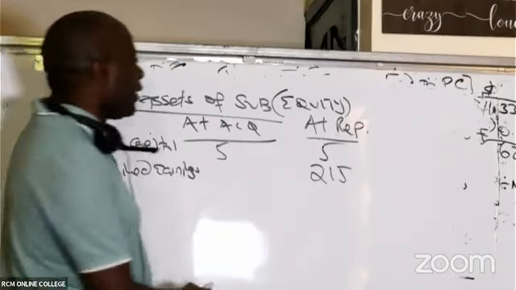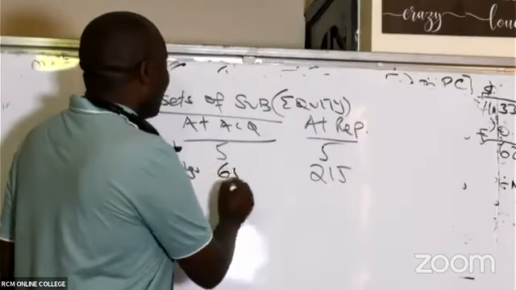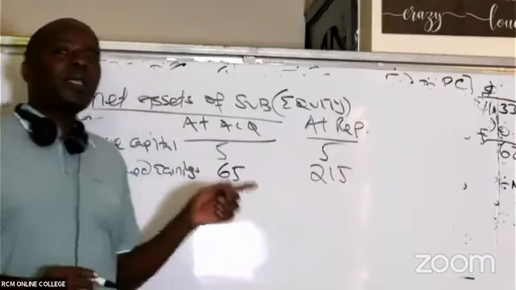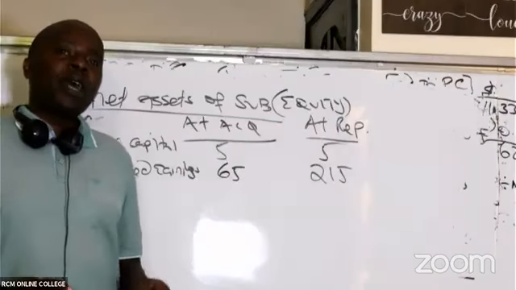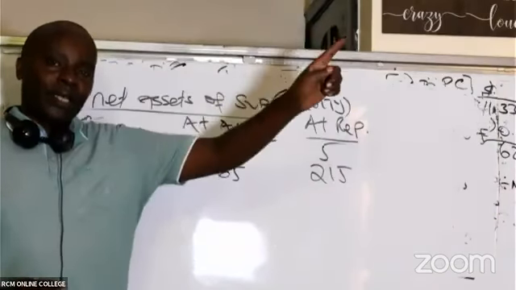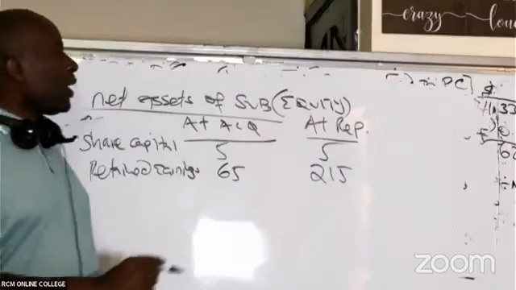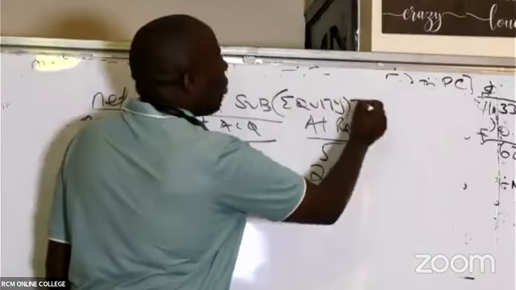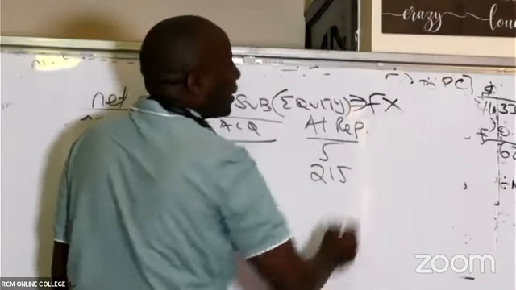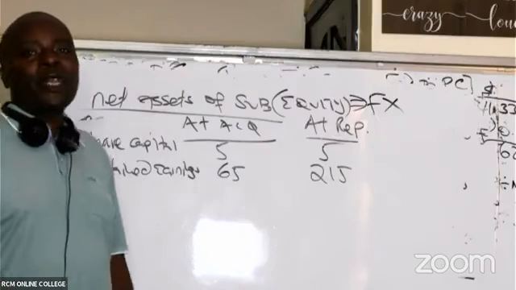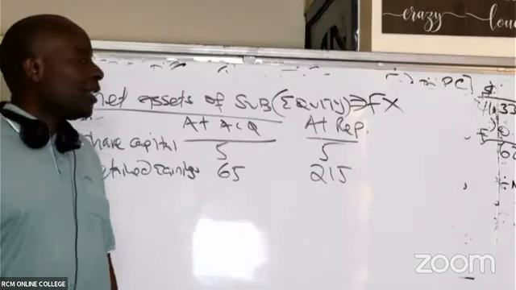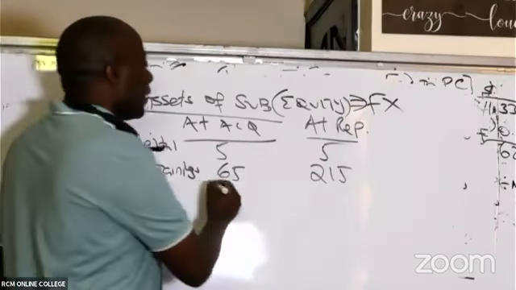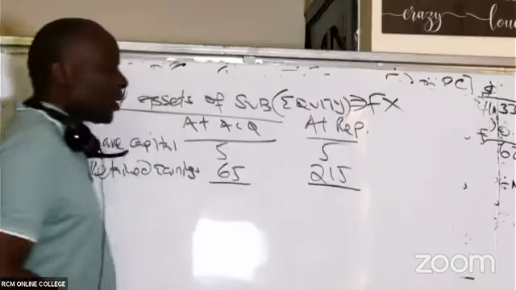There's one thing I forgot to tell you, ladies and gentlemen: this subsidiary is based outside. They're using dinars. So in this case, net assets shall always be on the basis of FX. FX means foreign exchange, foreign currency. So, is there somebody who is able to give me these figures?